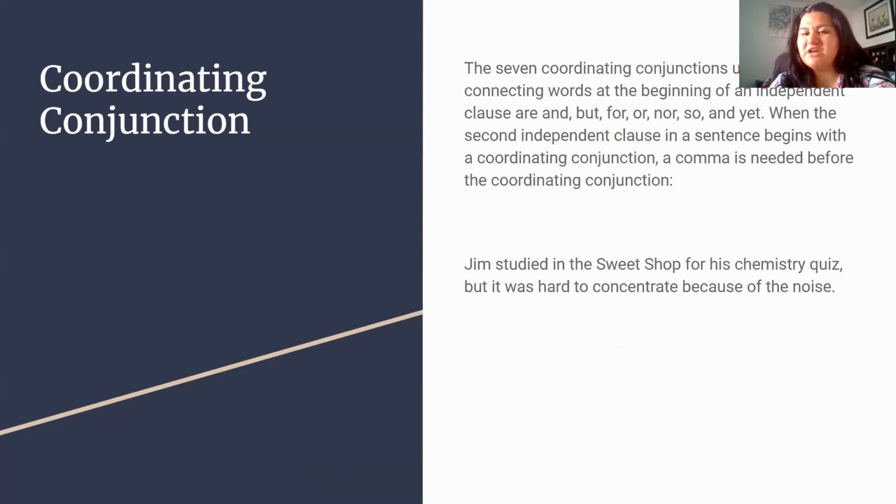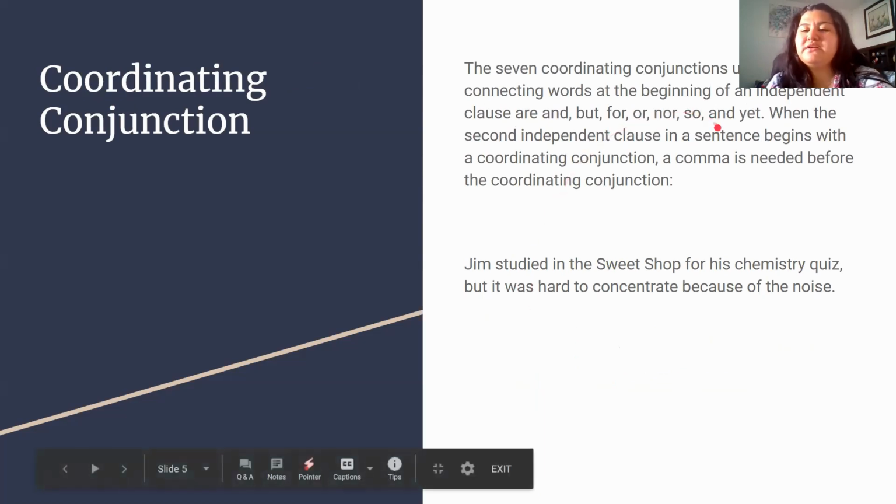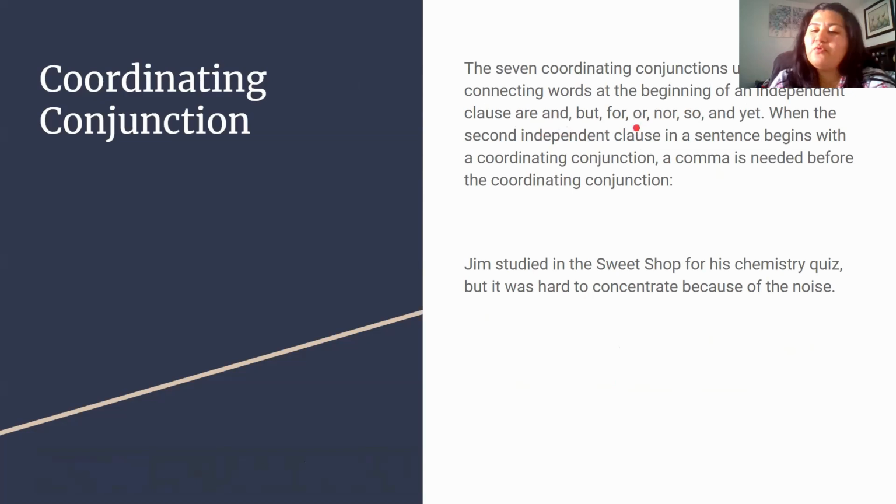Now, coordinating conjunctions. The seven coordinating conjunctions are used as connecting words at the beginning of an independent clause. They are and, but, for, or, nor, so, and yet. These are going to be the ways you connect clauses as well.